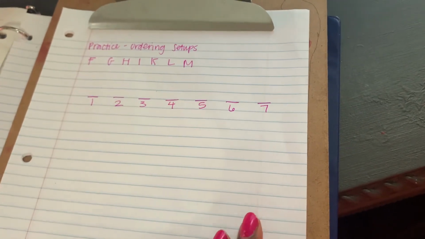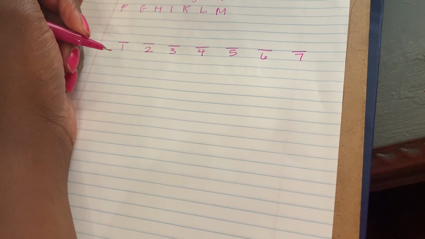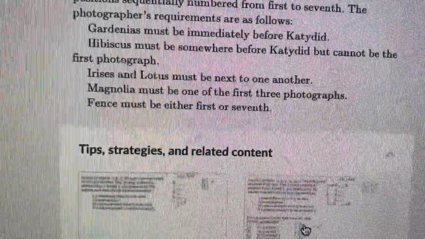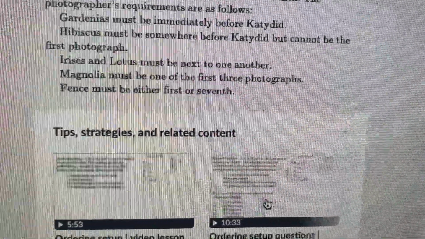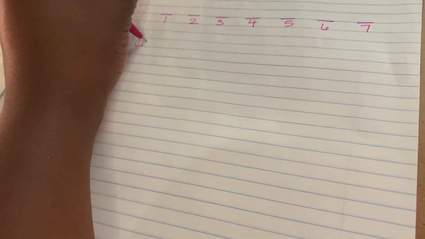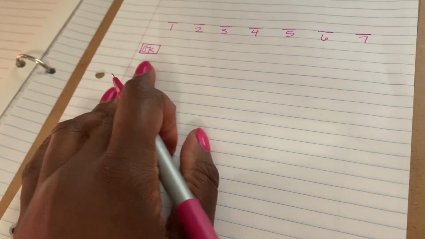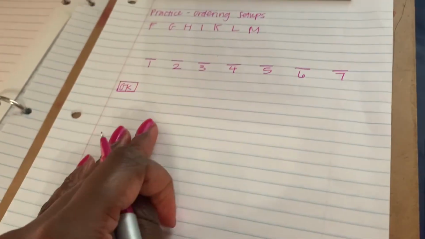So next we have our rules. And they say that the gardenias must be immediately before Katie. So we're just going to shorten that to Katie because I don't really know how to pronounce that. And the pronunciation is not really important. All that matters is that I get the answer right. So they must be immediately before Katie. So we're going to write G and K together. And then we're going to put them in a box so that I know this cannot be altered or changed in any way. They have to appear just like that with G and K.